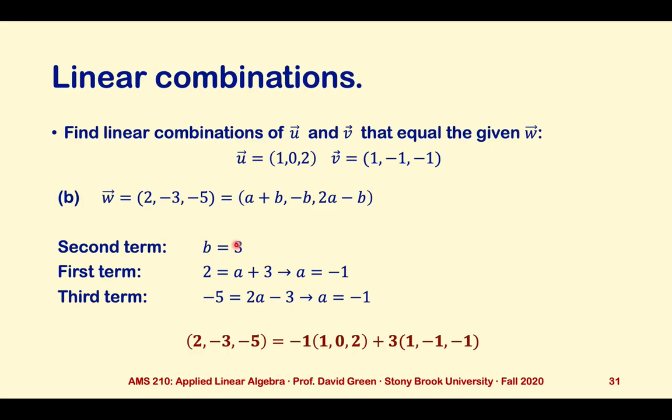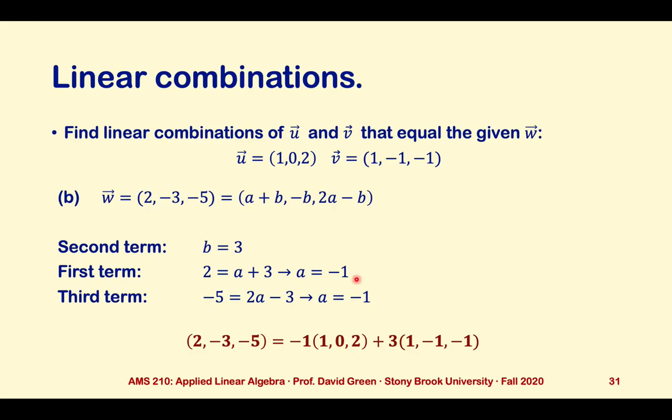If B equals, not negative, positive 3. If B equals 3, and A plus B has to equal 2, then A must equal -1. Right? Similarly, if B equals 3 and 2A minus B equals -5, then 2A has to equal -2, and A has to equal -1. So, again, consistent results. A equals -1, B equals 3.